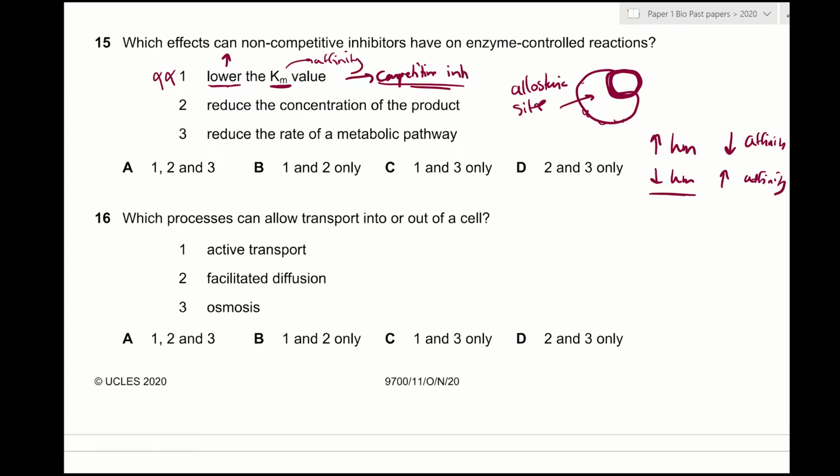2. Reduce the concentration of the product. As we all know here, for a non-competitive inhibitor, the active site has been altered. Therefore, this would reduce the concentration of product because less substrate is actually being catalyzed by the enzyme. So this is correct. 3. Reduce the rate of a metabolic pathway. As we said, because the structure of the active site has been altered, then the rate of the reaction will also decrease. Therefore, 3 is also correct, and the answer is going to be D.